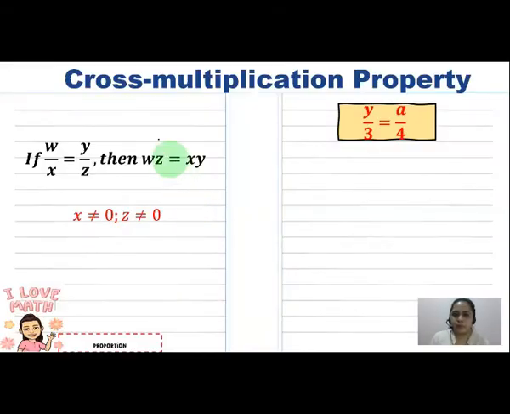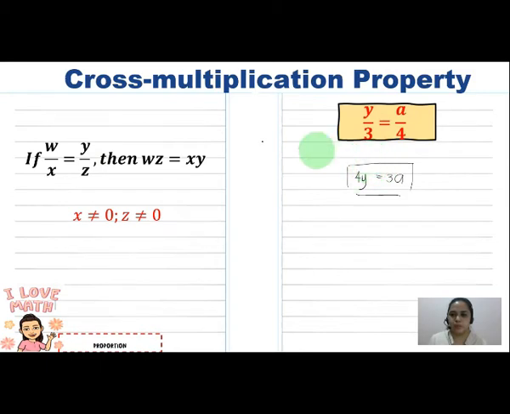So, the first property is what we call the cross multiplication property. So, it says here that if W over X is equal to Y over Z, then W times Z is also equal to X times Y, provided that X and Z is not equal to 0. So, into fraction form, pwede daw natin silang gamitan ng cross multiplication and we will still have the same proportion. So, for our example kanina na nakuha natin through the fundamental rule of proportion, which is Y over 3 equals A over 4, solve natin ito. So, Y times 4 is 4Y. 3 times A is 3A. So, same lang po iyan ng ating given na Y over 3 equals A over 4. So, that is cross multiplication property.